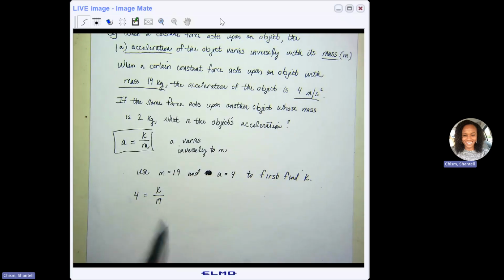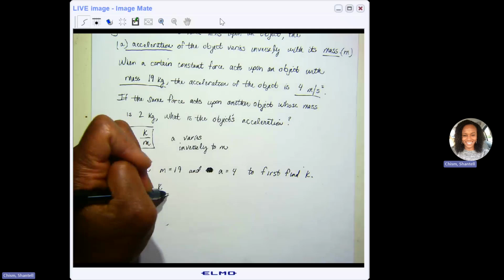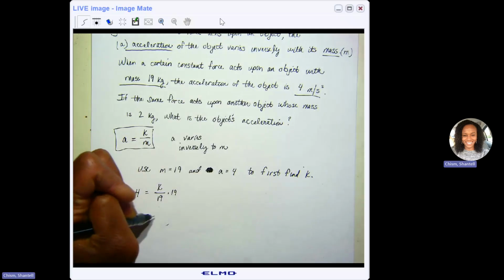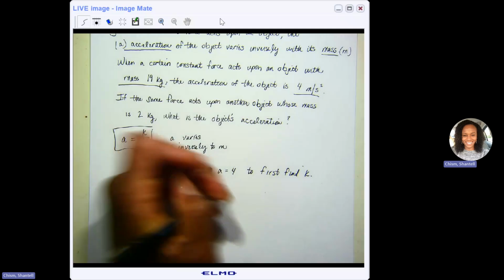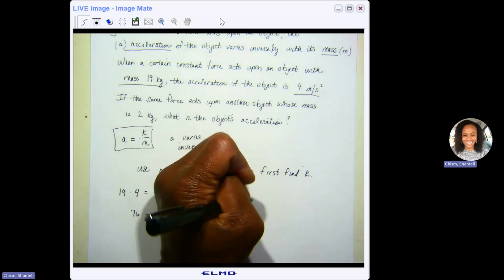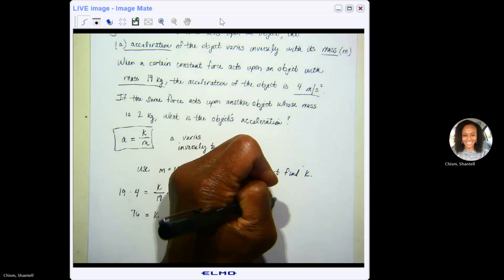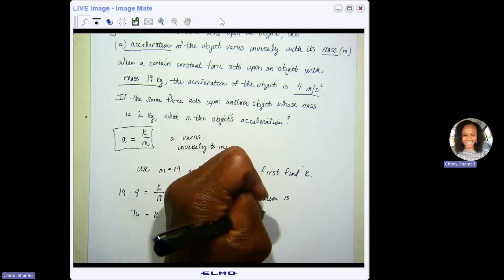All right, so that means we're going to multiply each side by 19 to get k by itself. So k equals 19 times 4, which is 76. Then our equation is a equals 76 over m.